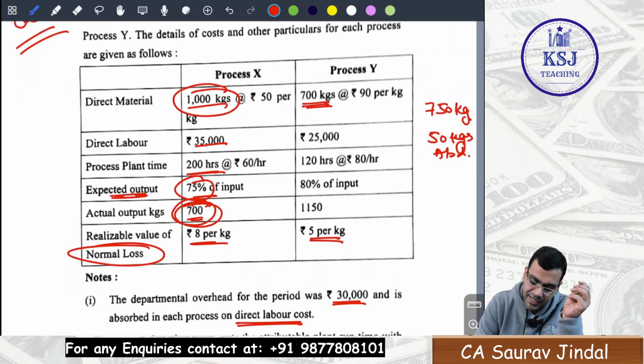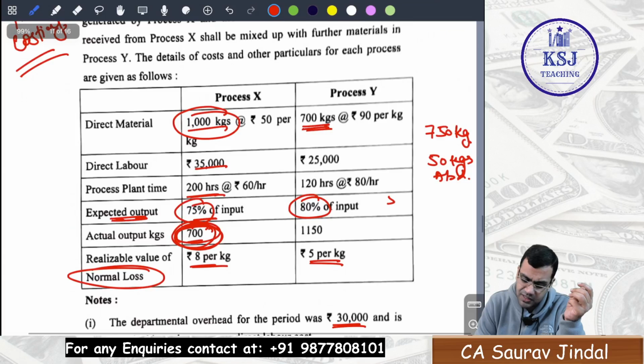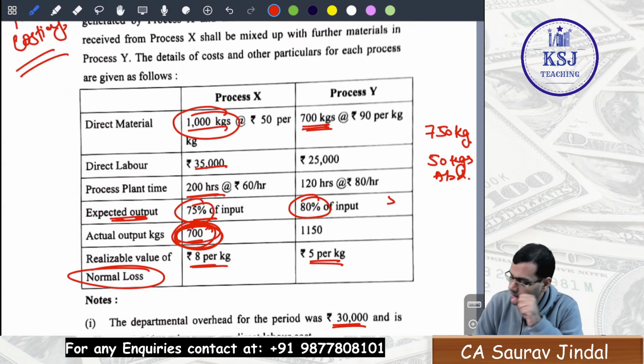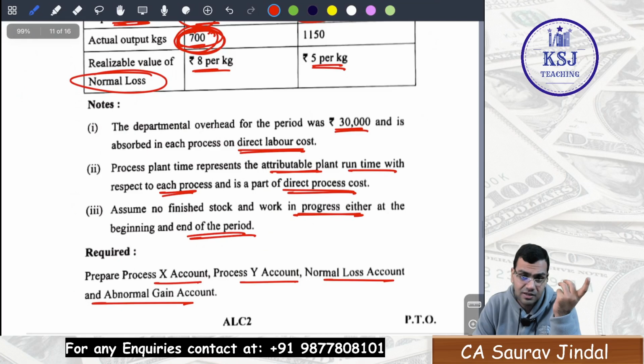Next process, 700 kgs, 20% is the normal loss. So minus 140, 560. Actual output is quite high, right? 700 kgs is the input, 80% of the input is the expected output. So expected output is 560, yes, they are getting an output of 1150, sir. Oh, sir, too much of it, and it is an abnormal gain account, right?